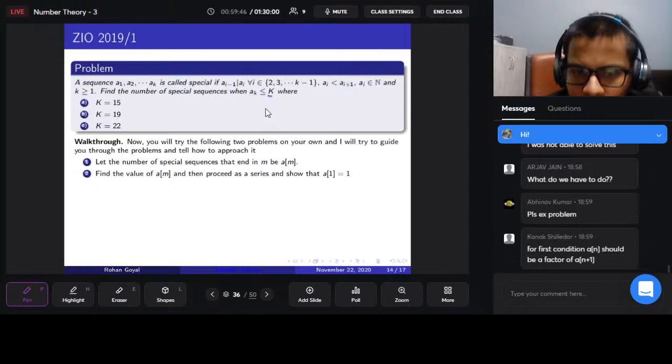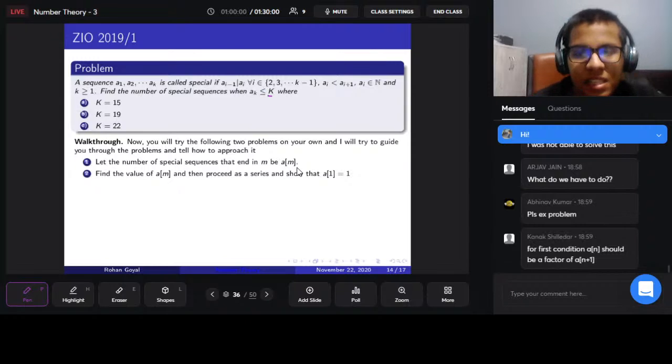I'm saying that the number of sequences is a_m. How are a_m and a_(m+1) related by factors? I'm not saying less than or equal to m, I'm just saying m. How many sequences end in m which are special?